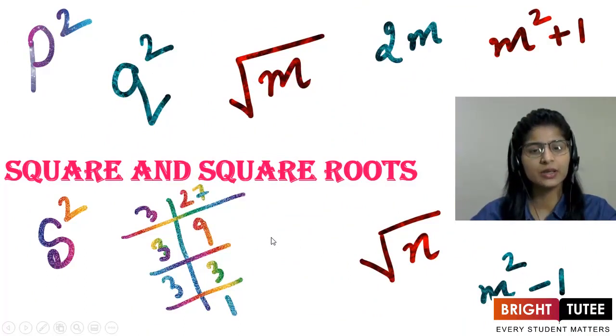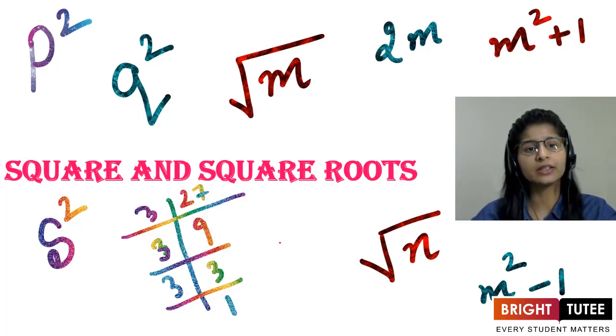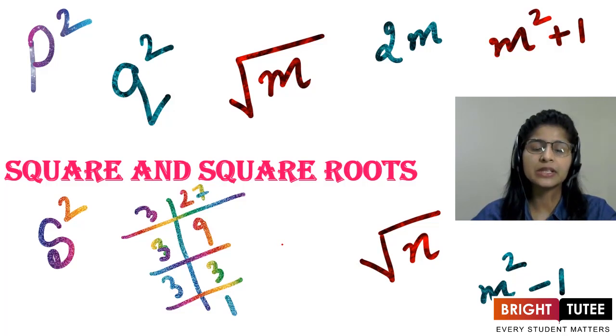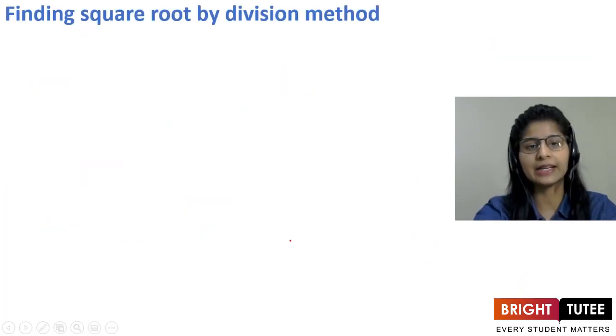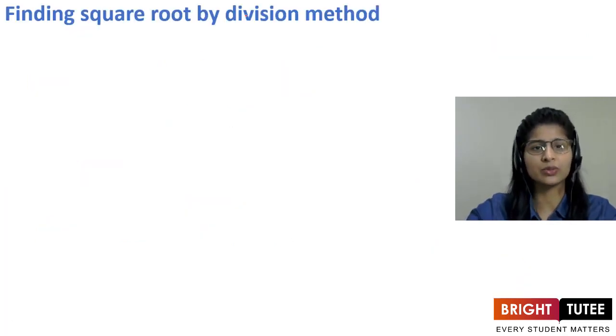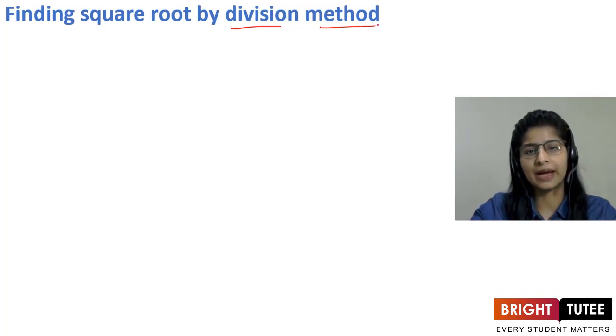Hi students, welcome back. So what we are going to do is, now we have done how to find square root by prime factorization method. But when the numbers are too large and we struggle to find the square root using the prime factorization also, there comes another method, that is finding square root by division method.